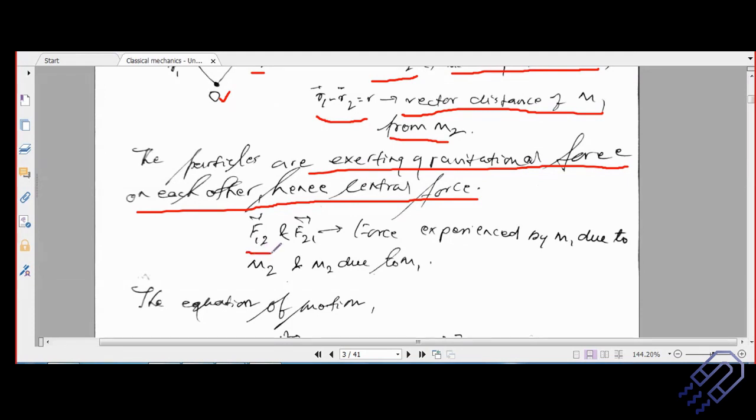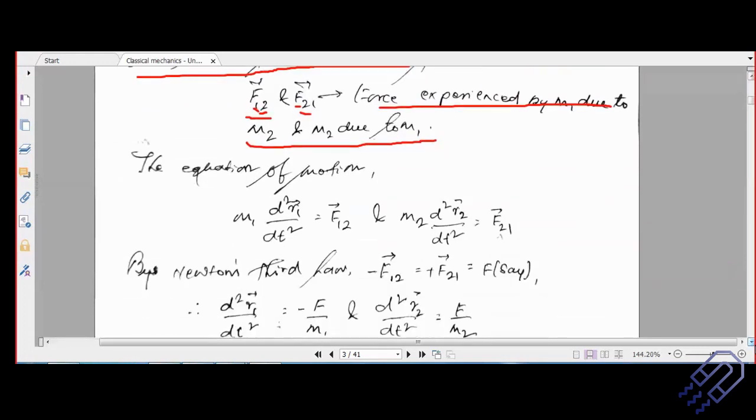Let's consider F12 bar, the force that the first particle is exerting on the second particle, and F21 bar is the force that the second particle is exerting on the first particle. So, force experienced by m1 due to m2 and m2 due to m1. Simple representation. But here we should also know that F12 and F21 are equal and opposite, because we have Newton's third law: to every action there is an equal and opposite reaction. So F12 would be minus F21, common sense, right? We are going to use this idea too. If we write down the equation of motion, we have mass times acceleration is equal to force.